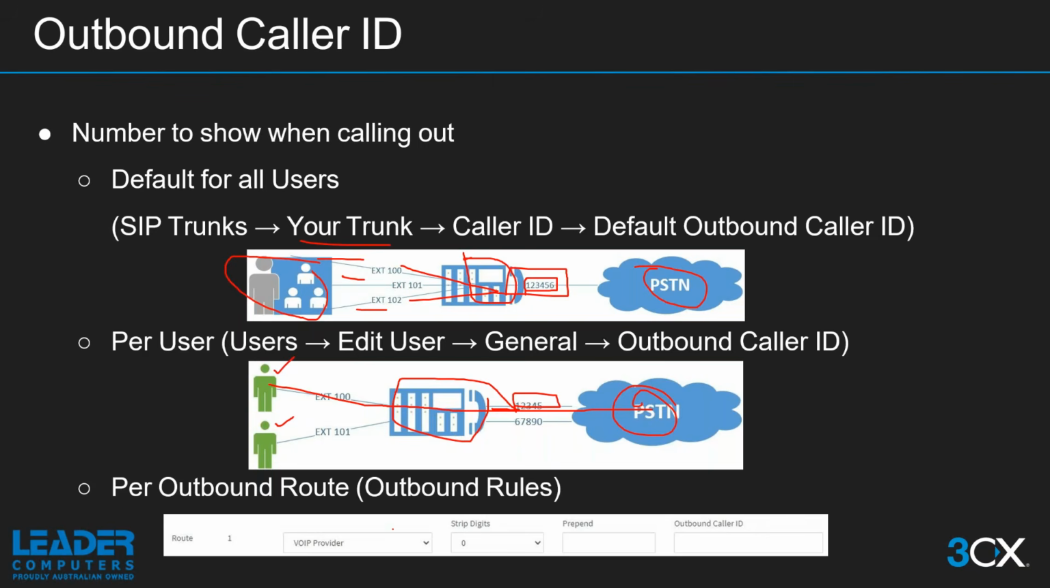And per outbound route, this is the same place where the outbound rules are, where you can strip digits or prepend. You can also enter a caller ID in here, and that's the last point in the 3CX where the call will be pushed out. So that has higher priority.